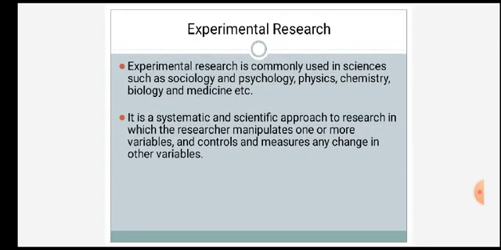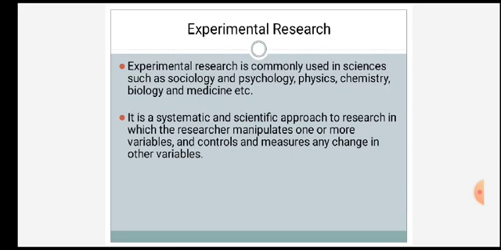The next research is called experimental research. This type of research is mainly used in the science faculties, that is sociology, psychology, physiology, chemistry, biology, as well as in the branch of medicine. Experimental research is commonly used for providing different types of data and different types of proofs.